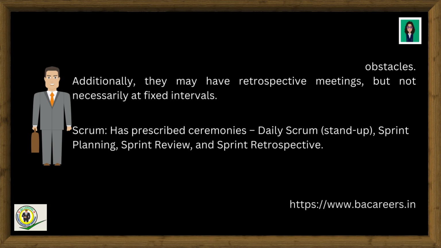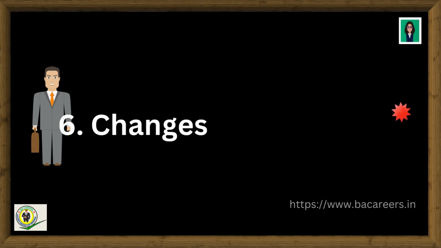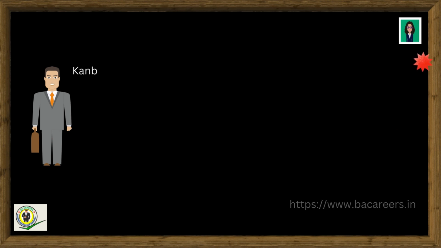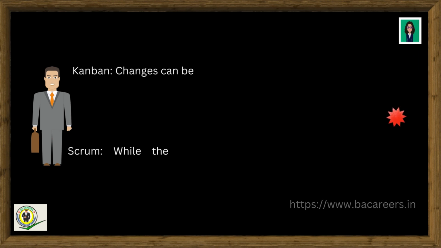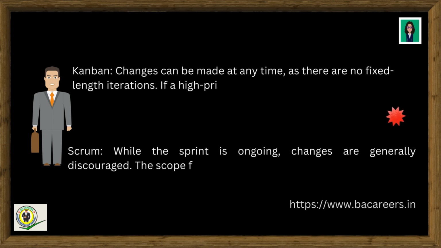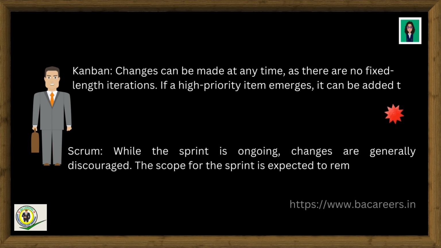6. Changes and flexibility. Kanban: changes can be made at any time, as there are no fixed length iterations. If a high-priority item emerges, it can be added to the board immediately. Scrum: while the sprint is ongoing, changes are generally discouraged. The scope for the sprint is expected to remain stable.